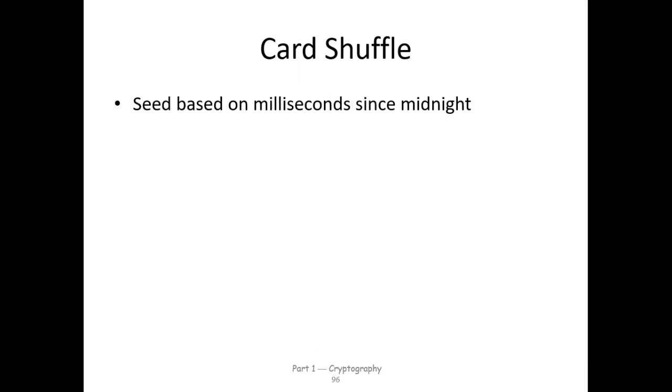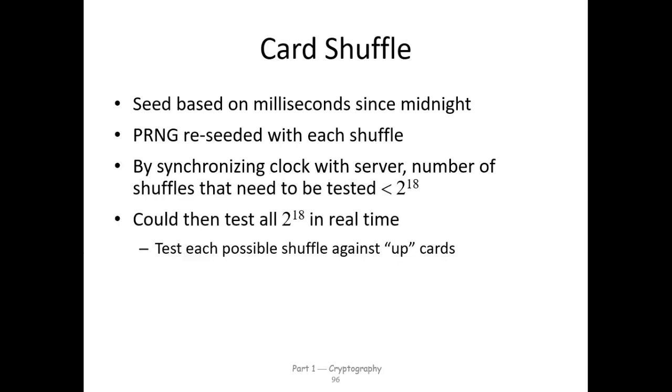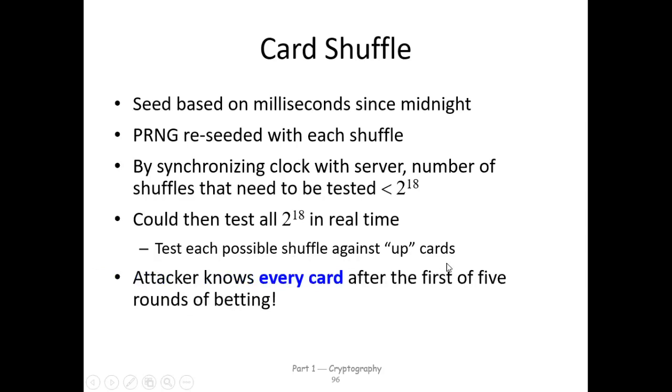We can also call this a seed based on milliseconds since midnight. The PRNG is reseeded with each shuffle. By synchronizing the clock with the server, the number of shuffles that need to be tested is less than 2 raised to 18. So the attacker synchronizes with that particular server, would then test all 2 raised to 18 in real time, testing each possible shuffle against the up cards.